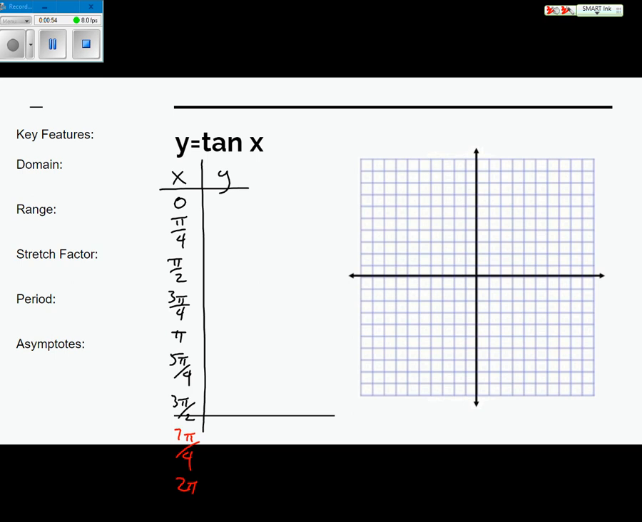My goal is to not only shorten this table like we did with sine and cosine and knock it down to 5 points, but make it so you don't even have to draw a table at all. I think this is going to look similar to what you have seen before.